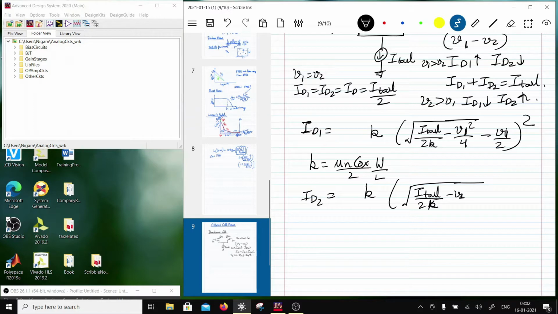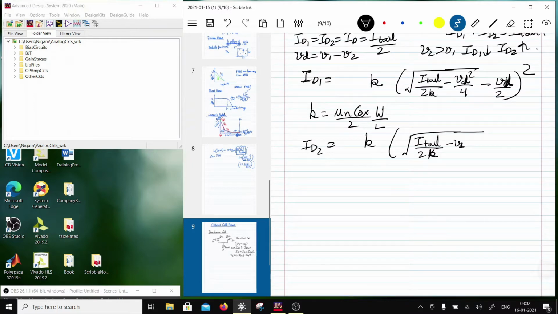The issue here is, let me write this again. We are dealing with a differential input as V1 minus V2, so this is Vd and this is Vd. Now we have here Vd square by 4, minus in one case and plus in the other, Vd by 2 square.